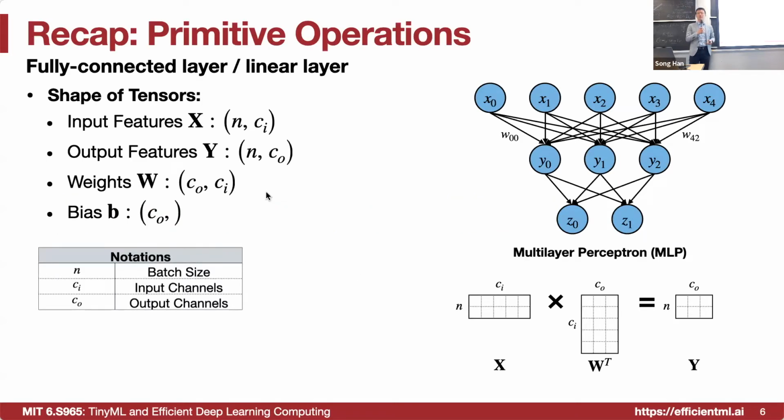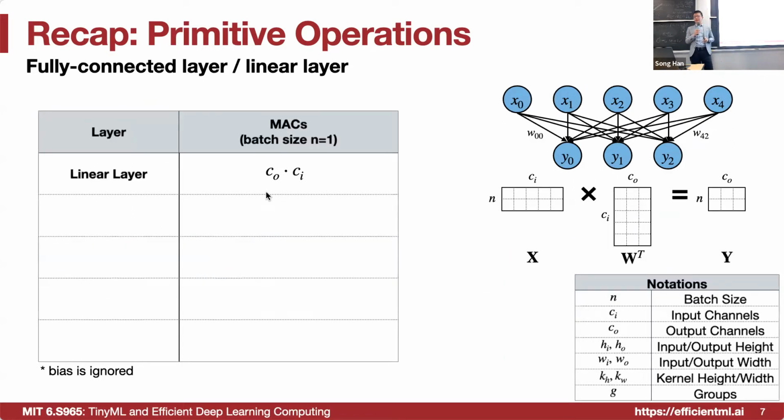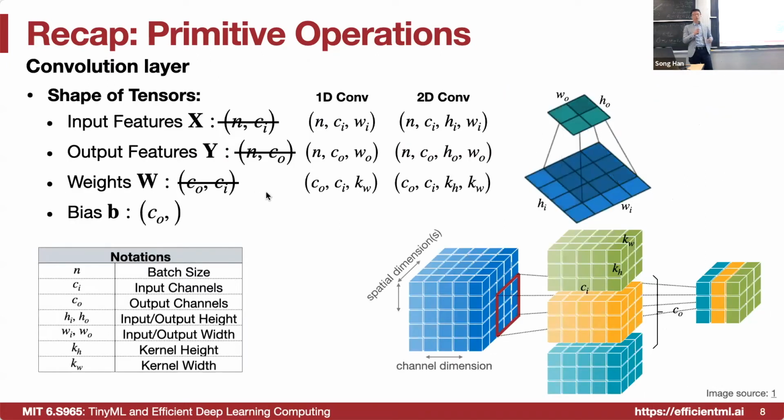So let's first review the dimensions of different layers, like the FC layer. Okay, so the dimension is basically input feature, C in channel, C out channel for output. So the weight is C in by C out. So the number of MACs for a linear layer is just C in times C out. And then we have this convolution layer. This is just a review, so I will go relatively faster.